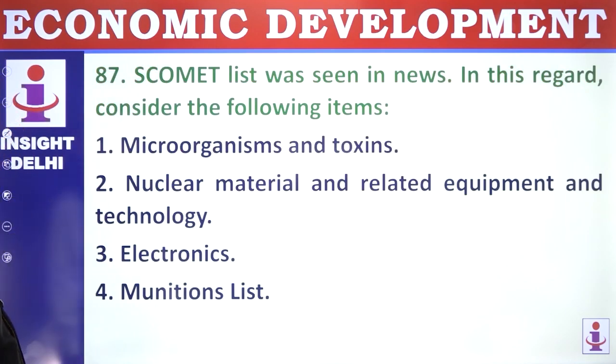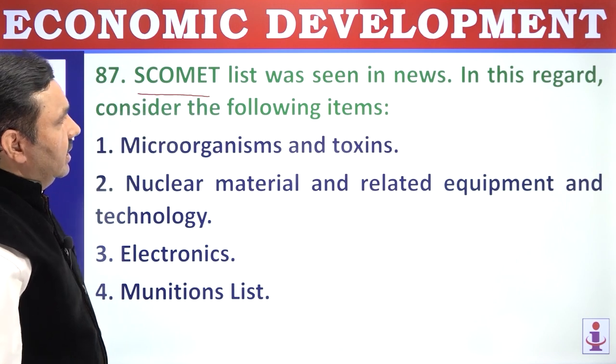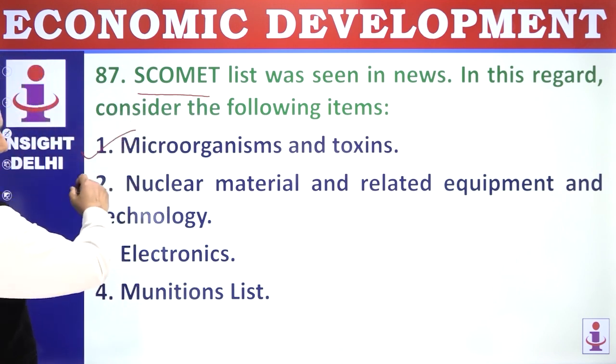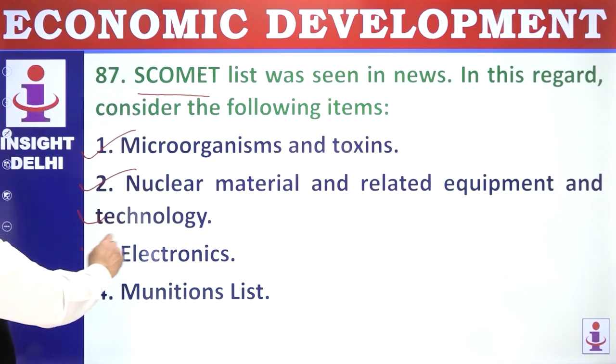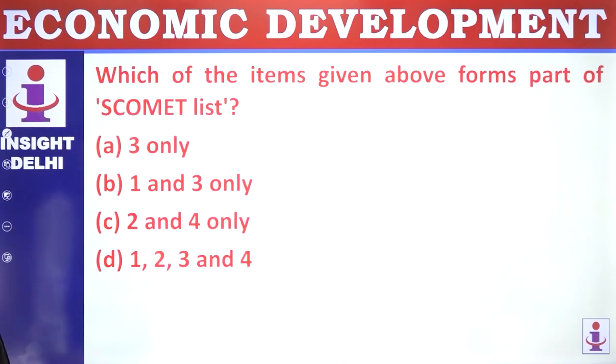87. SCOMET: Special Chemicals, Organisms, Materials, Equipment and Technology. That's the full form of SCOMET. The list was in the news. Microorganisms, nuclear material, electronics, and munitions are all part of the SCOMET list. All.